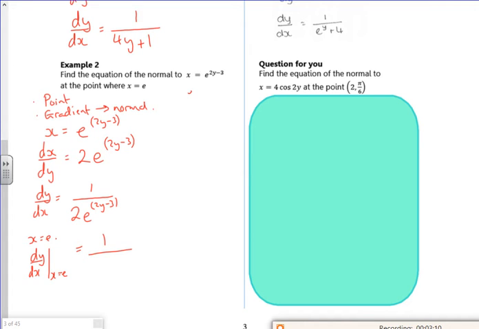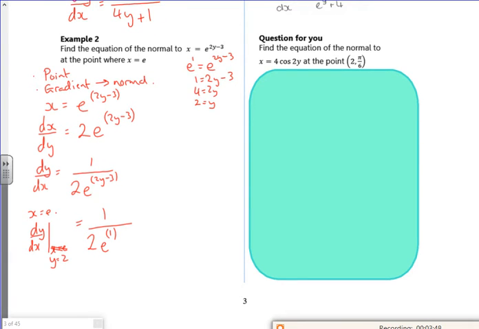So if I put x as e in there, I've got e to the power 1 is e to the 2y minus 3. So I need a y value. Like for like, 1 is 2y minus 3. So 4 is 2y, and I get 2 for y. So now, instead of doing x is e, I'm doing y is 2. So that's going to be 2e, 2 lots of 2 is 4, take 3 is 1. So my gradient of my tangent is 1 over 2e.